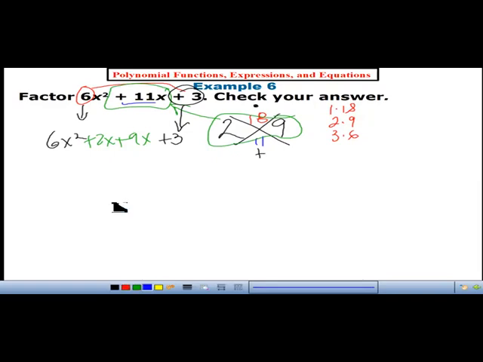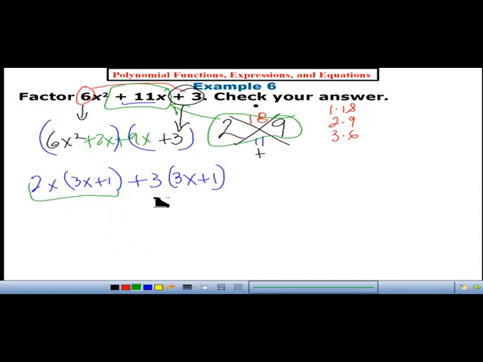And the last step is to factor by group. GCF here is 2x. We're left with 3x plus 1. GCF here is 3, and we're left with 3x plus 1. So what's the same here and here? Oh, the same there and there is 3x plus 1. And what's left over?